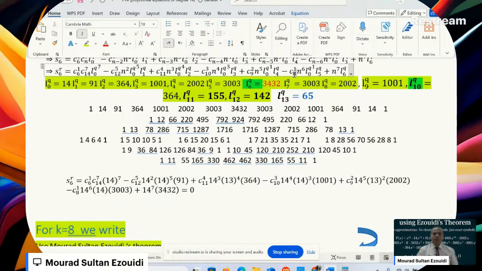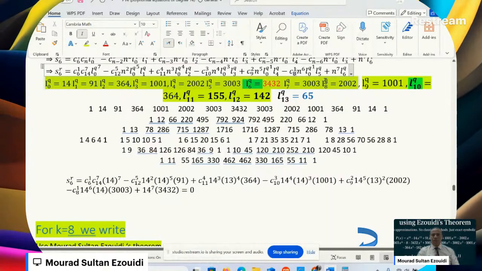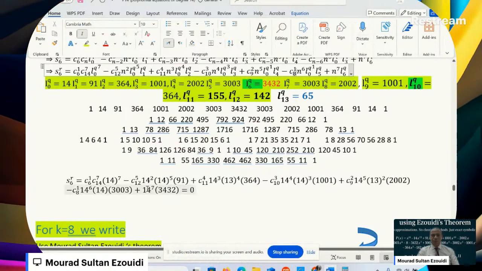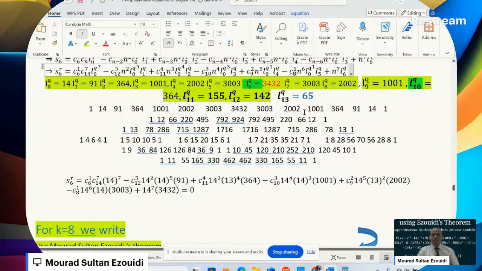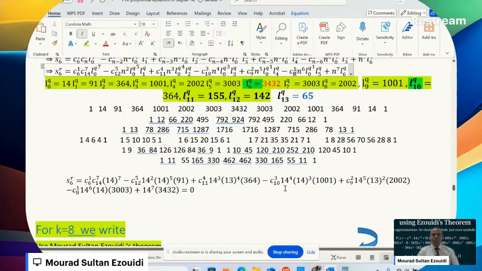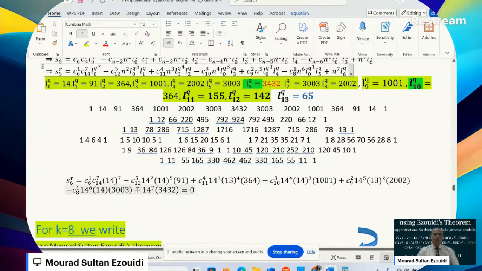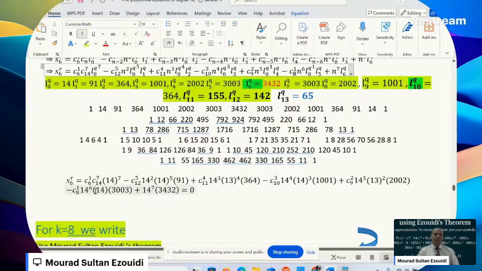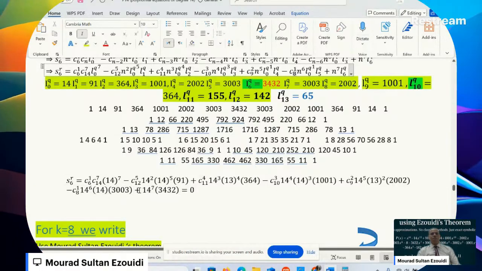Let's check now. So 8 plus 6 is 14. Let's check the formula. This is 8 choose 1. 9 choose 2. 10 choose 3. 11 choose 4. 12 choose 5. Then 14 choose 7.